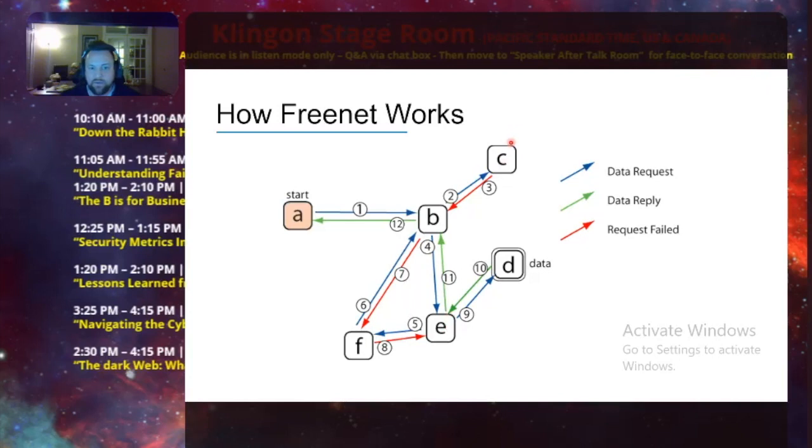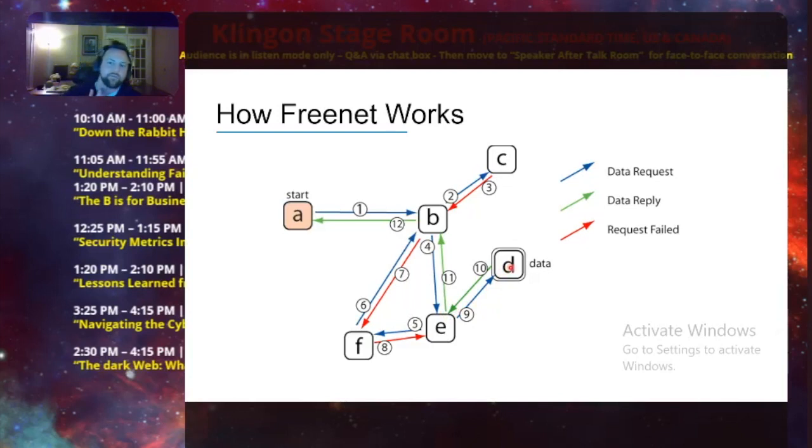Node E and node C, for that matter, are going to do similar things. They're going to send out to their neighbors and then still decrement that hops to live value. So node E sends to node F. Node F doesn't have it. Node F sends it over to node B. Node B obviously says, no, brother, I don't have it. So node F goes back to node E saying, I don't have it. Finally, node E sends to node D.